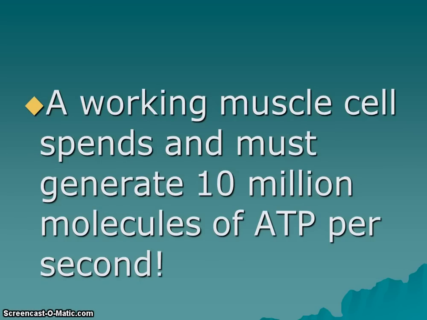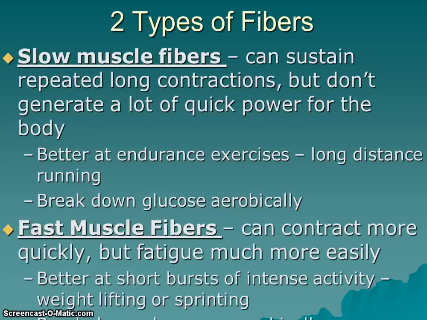All right, and another fun fact, a working muscle cell must generate 10 million molecules of ATP per second, which is tremendous. Okay, so just to give you a little overview, there are two types of muscle fibers. We have slow muscle fibers and we have fast muscle fibers. Slow muscle fibers can sustain repeated contractions, but they don't have a lot of that quick power for the body. So it's better for endurance exercises.